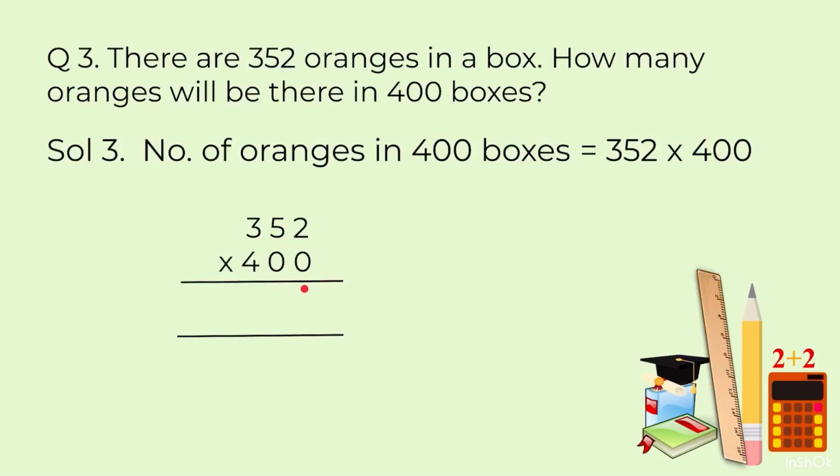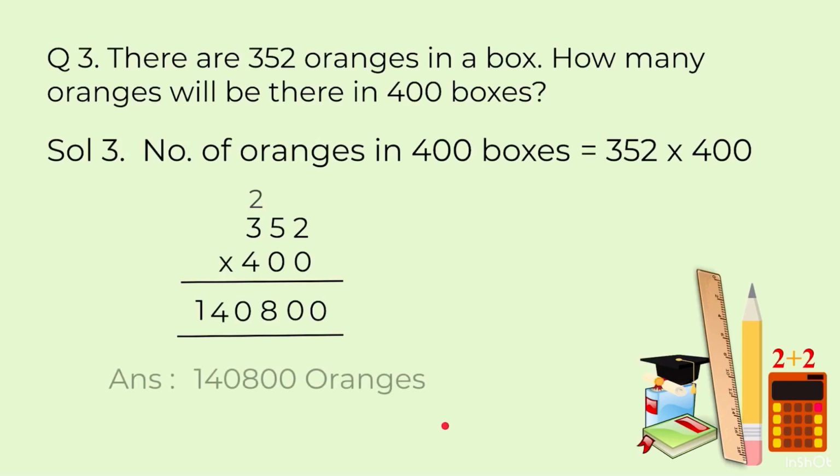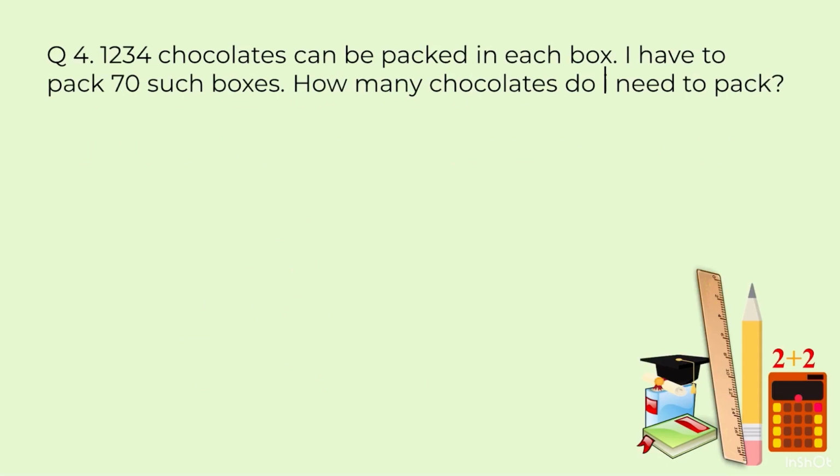Since here we are faced with 2 zeros, we will write the 2 zeros as it is. Then we will multiply 4 by 2, that gives us 8. 4 into 5, that gives us 20. 4 into 3, 12 plus 2, 14. So the answer is 140800 oranges.